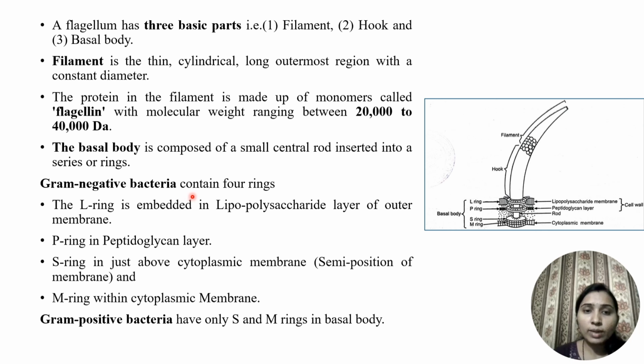The gram-negative bacteria contain these four rings. L means the lipopolysaccharide layer of the outer membrane. Then the P ring is in the peptidoglycan layer. S means the cytoplasmic membrane, that is the supramembranous position. And the M ring means the cytoplasmic membrane. And in gram-positive bacteria, only S and M rings are present in the basal body.